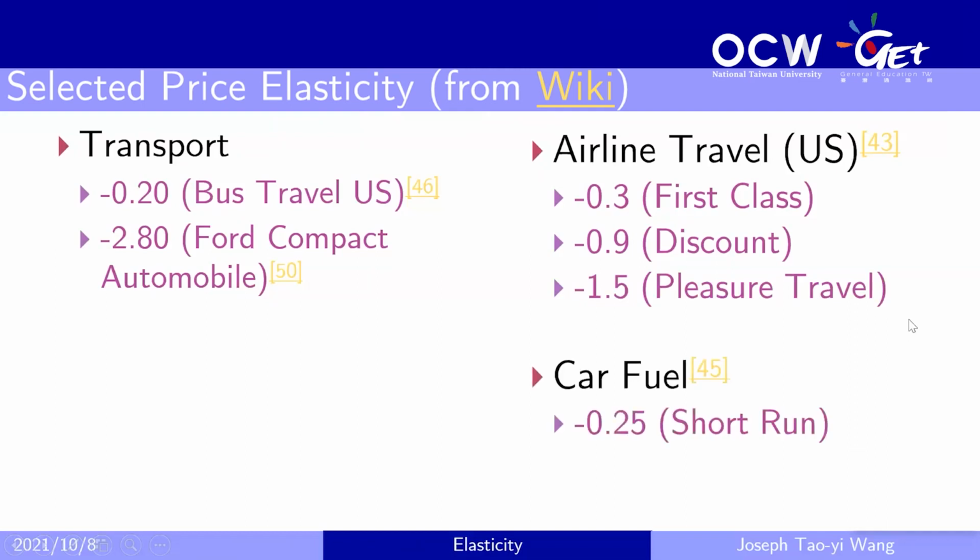Gasoline, we talked about that in one of the quiz questions. In the short run, 0.25. In the long run, 0.64. It's still inelastic, but in the long run, price elasticity is higher than in the short run.